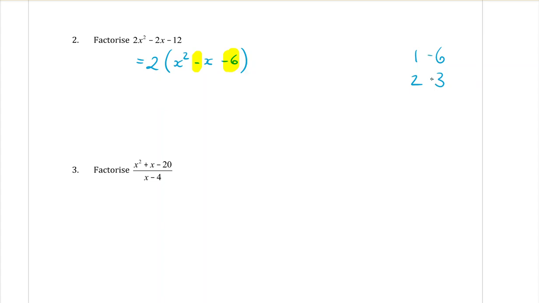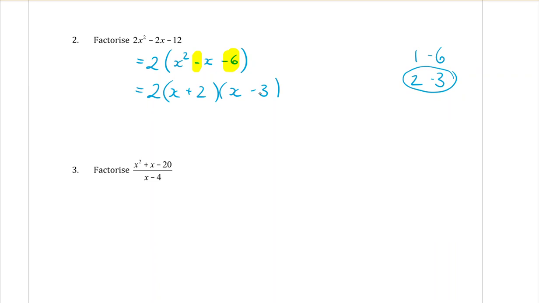So of those options, which one gives a -1? This one. 2 minus 3. That makes -1. So that's the one that I need to use. Leave the 2 sitting out the front. Then it's going to go to 2 brackets instead of the 1. x will be at the start of both brackets, and we'll have a +2 and a -3.